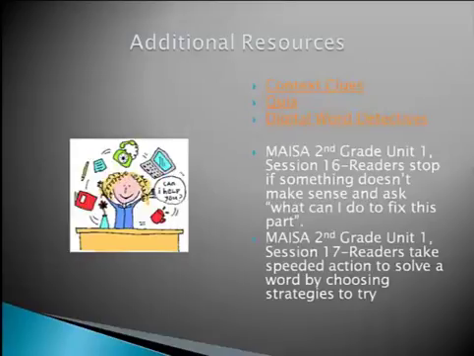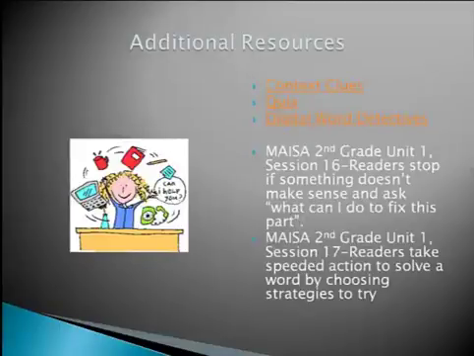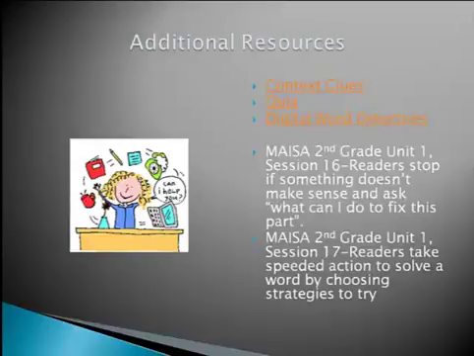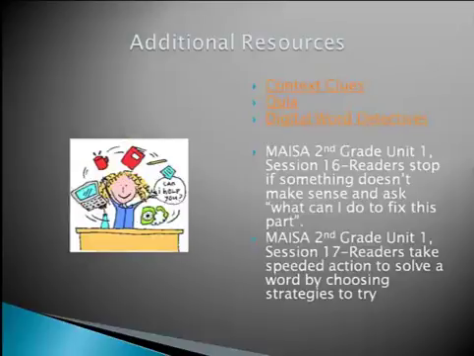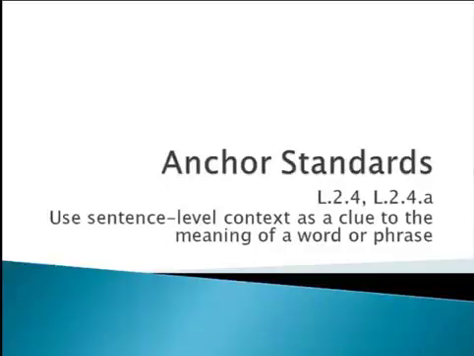There are many additional resources, including in the MESA 2nd Grade Unit 1, Sessions 16 and 17. There is also a Context Clues website, digital word detectives, and a Kia available that are easily used and adapted for extension or extra practice. This lesson is based on the anchor standard: use sentence level context as a clue to the meaning of a word or phrase.